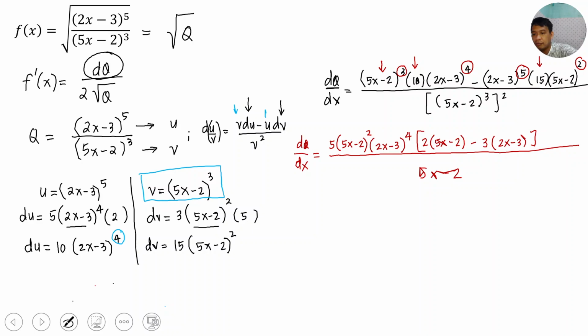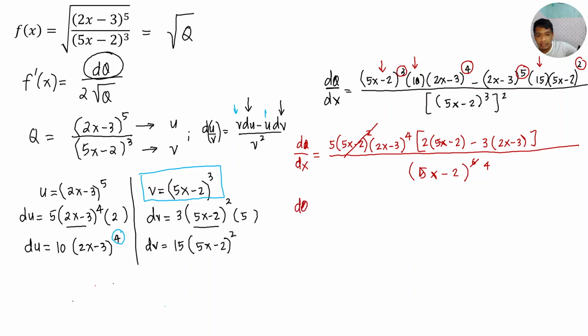Okay, again, wait. Okay, 5x minus 2 to the 6. Then this 5x minus 2 cancels out with 5x minus 2 to the 6, may matitirang 4 sa ilalim.